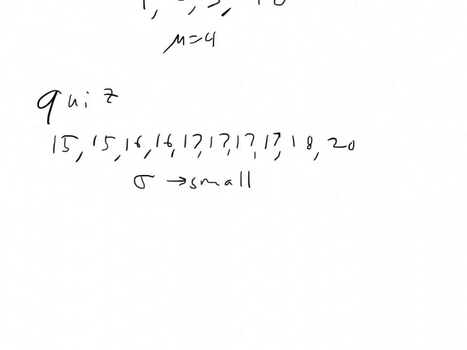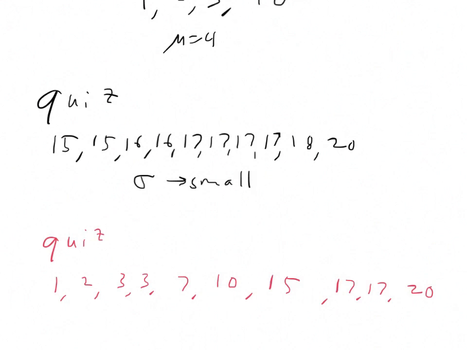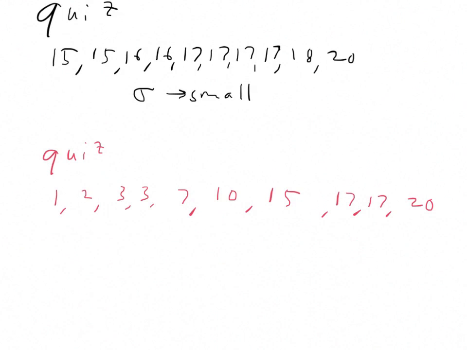If we had some other quiz where there was a 1 and a 2 and some 3s, and then we jump up to a 7 and a 10 and a 15 and then some 17s and a 20. In this case, you can see that the data is not close together. The data is spread out. The average here is probably around 10 or so, and on average these scores are all far apart from one another. Because of that, we suspect that the standard deviation is going to be relatively large because the data is spread out.